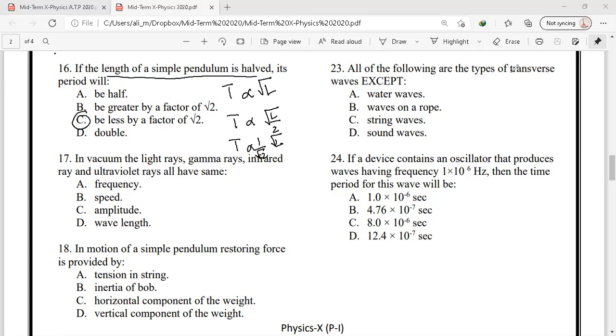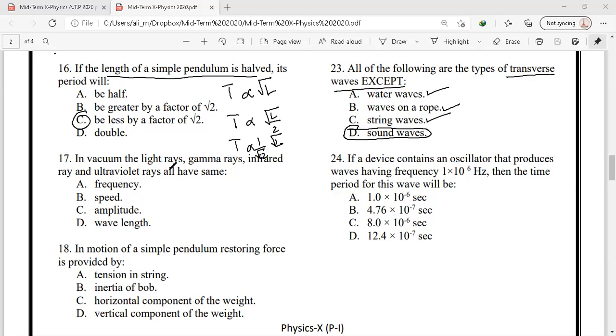All of the following are types of transverse wave except one. Water waves are transverse waves. Waves produced in a rope are transverse waves. Waves in a string are also transverse waves, while the nature of sound is a longitudinal wave. So the correct option is option D.